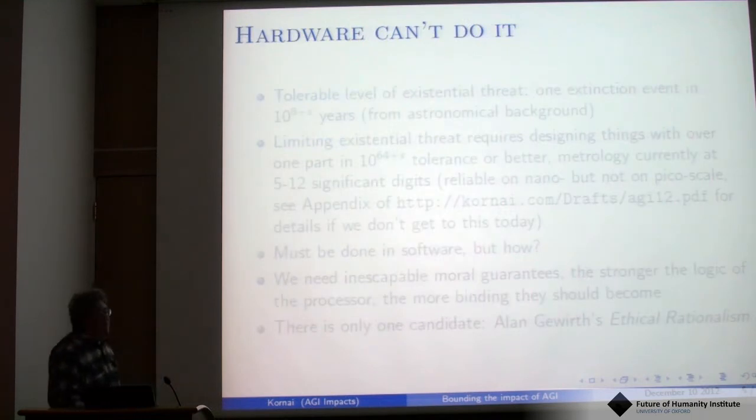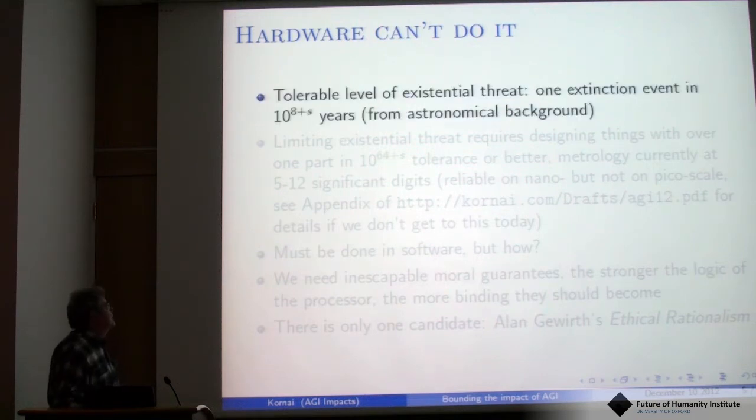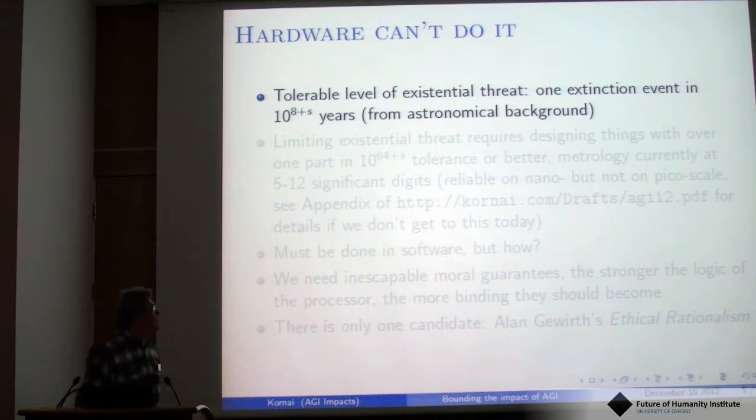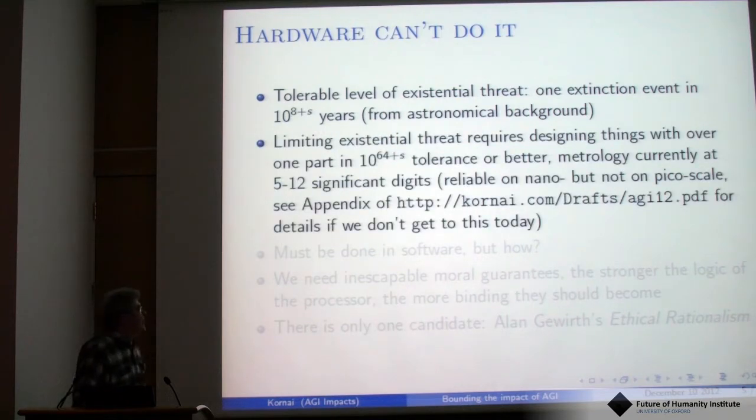Okay, so the first important point is that the hardware cannot do this. The tolerable level of existential threat is a notion that I think is missing from the current literature. We have one extinction event in every 100 million years or so. So you add some safety factor, let's say 1,000, then really the threat is in the noise relative to the cosmic background, which provides us with this rather large extinction rate.